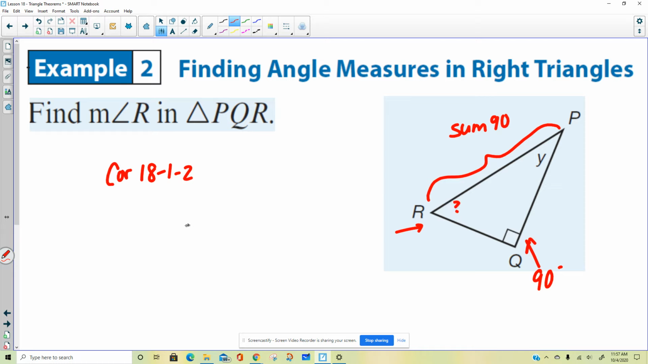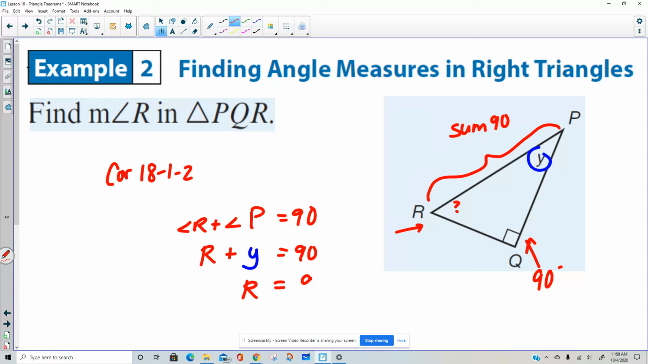Let's just start writing this out. So angle R plus angle P has to equal 90. All right, well, R is R, that's what we're solving for. Can we substitute in for P? So far we know that P is listed as Y. So let's substitute that in there. And solving for R, we would subtract Y from both sides. And we're going to say that angle R is 90 minus Y. We can put it in parentheses and put degrees. Okay, that's all we can say, 90 minus Y.